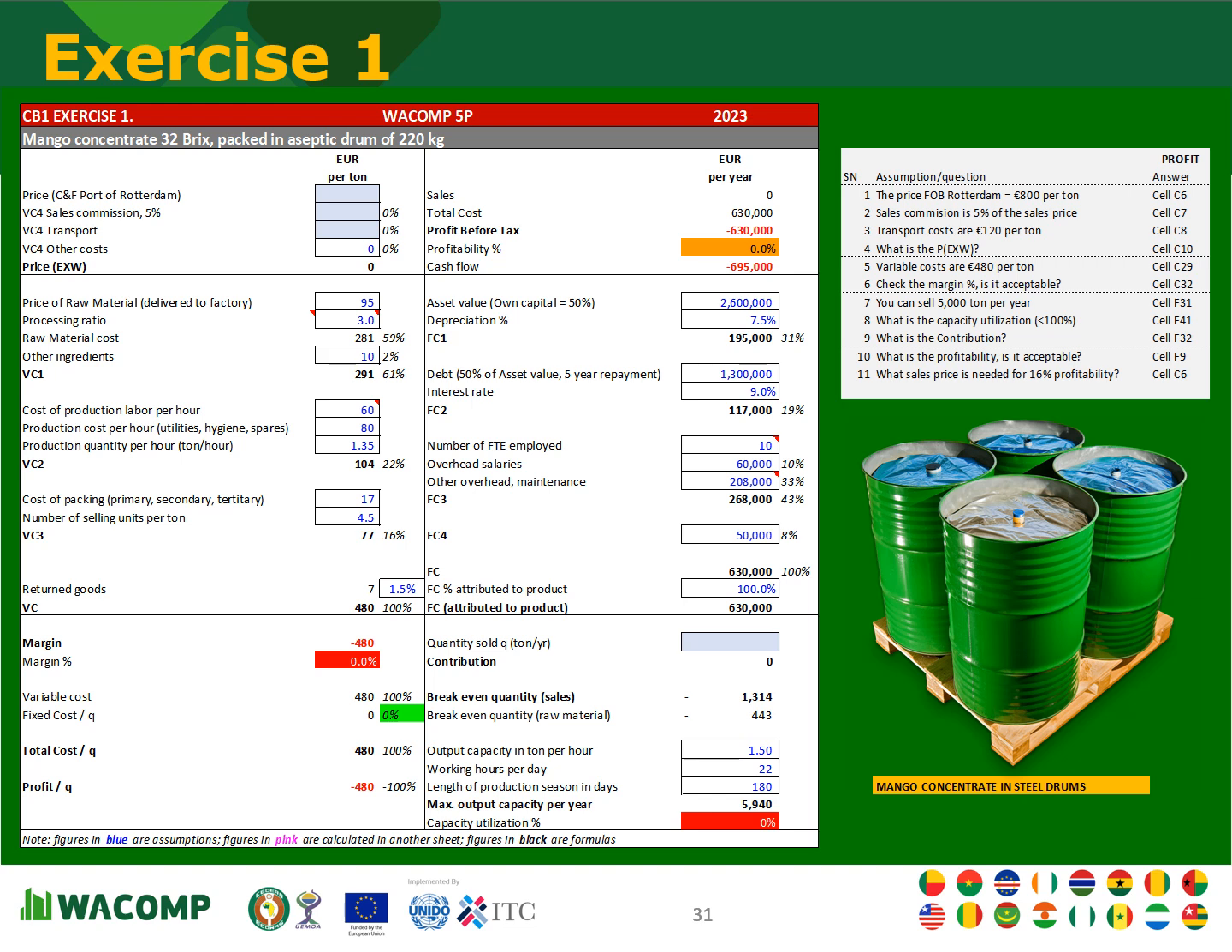What is the final answer to Q11? What sales price is needed for 16% profitability? Please pause this recording for about 5 minutes, do the exercises, and then continue with the next slide.